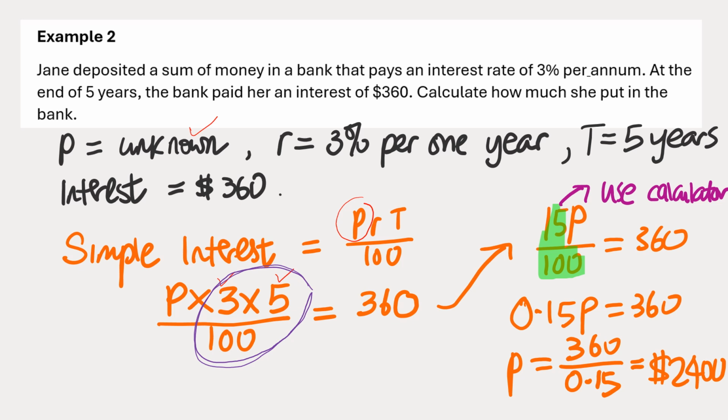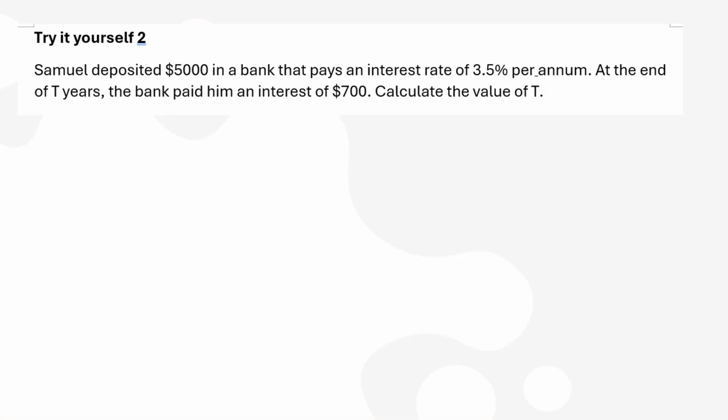So in other words, Jane actually put 2,400 in the bank, and at the end of 5 years, she earned an interest of $360. If you have a little bit of time, since you are so desperate and your test is tomorrow, I'm not too sure, but you should try. So pause the video for a while and try these questions on your own.